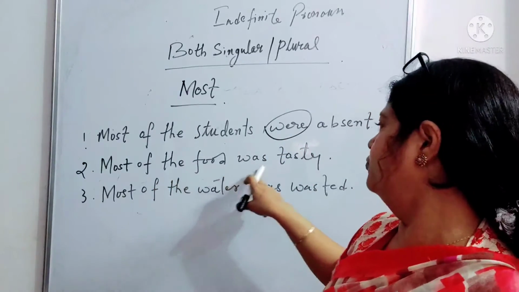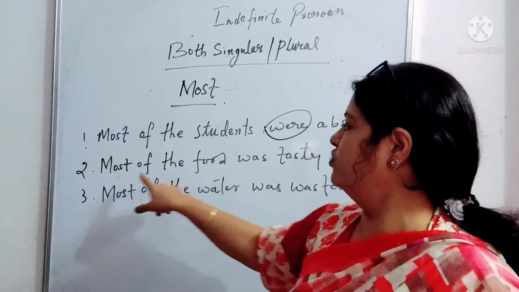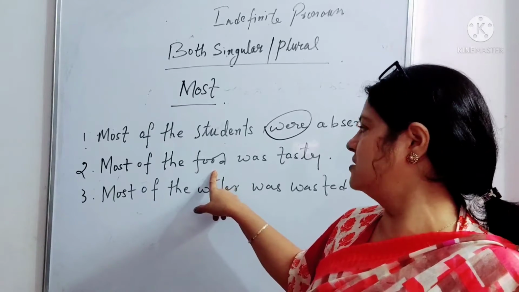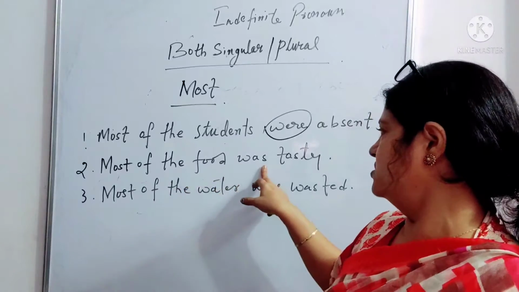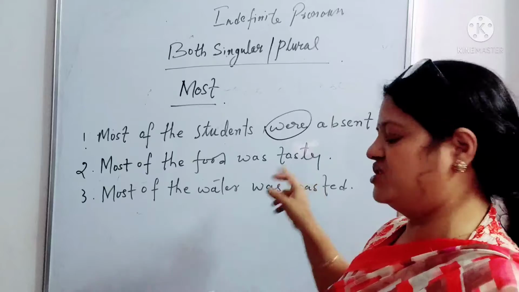Now, most of the food was tasty. Here we see food, actually, most of the food. Food is an uncountable noun, and it's taken as a whole. So that is why we use a singular verb along with it. Most of the food was tasty.